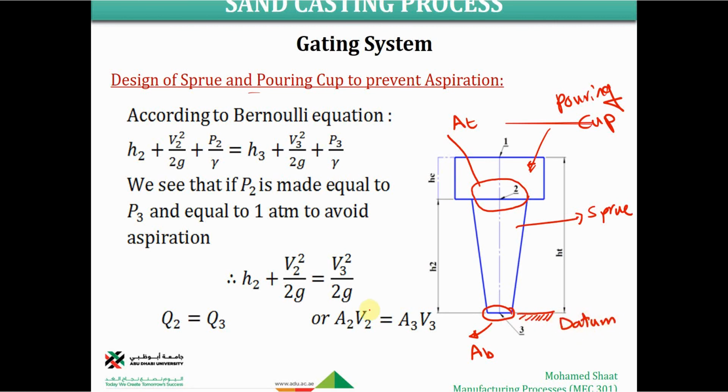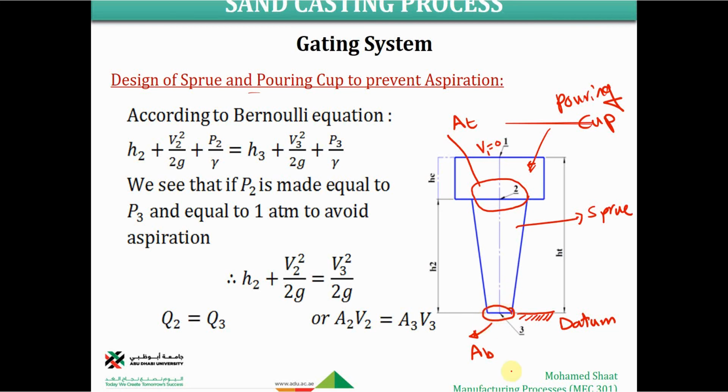So for example, if we consider the bottom area as our datum, we would like to write the Bernoulli equation at area 2 and area 3, where area 2 should be the top area and area 3 the bottom area of the down sprue, which we are interested in finding the relation between. So at area 2, it should be h2, the height of this area from the datum, plus v2 squared over 2g, where v2 is the velocity of the fluid, because we are pouring liquid metal here. Assuming that the velocity is 0 at 1, v1 equals 0. This is the velocity of the molten metal at the top of the pouring cup.